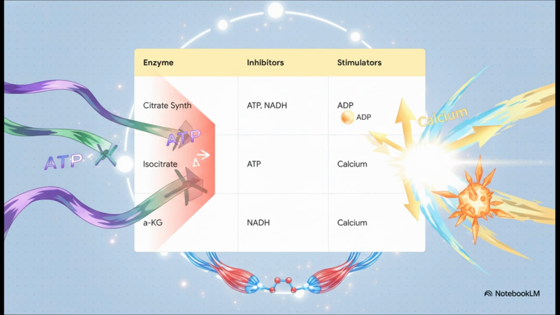When the cell's loaded with high energy, marked by abundant ATP and NADH, the key enzymes, which are citrate synthase, isocitrate dehydrogenase, and alpha-ketoglutarate dehydrogenase, are inhibited. The body's essentially saying, hey, we have enough energy, stop producing more. On the flip side, low-energy markers like ADP stimulate the cycle. But look closely at calcium. Calcium acts as a powerful stimulator for both isocitrate and alpha-ketoglutarate dehydrogenase.